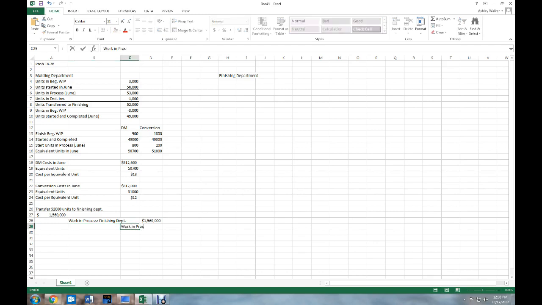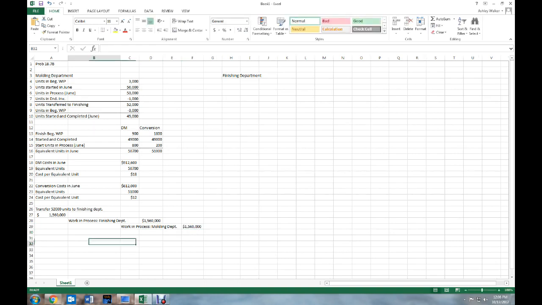It's a lot of indent, but you get the point. So that has to be coming from work in process from the molding department. Those costs are being transferred out. Okay, so that's all we have to do for our journal entry.